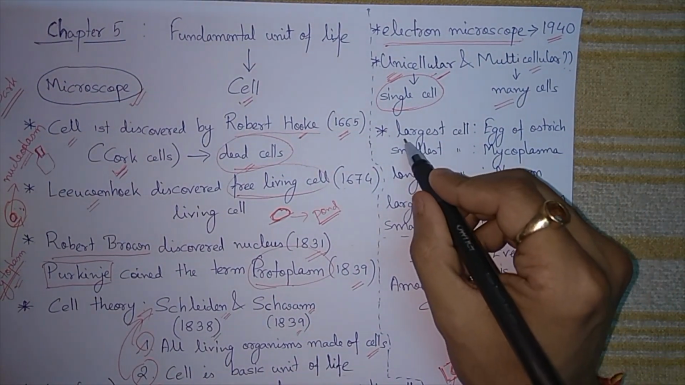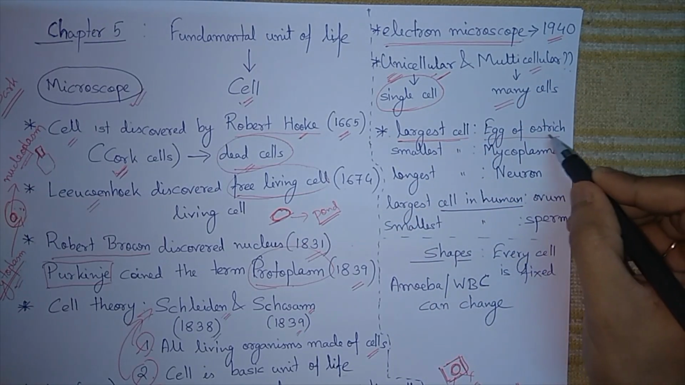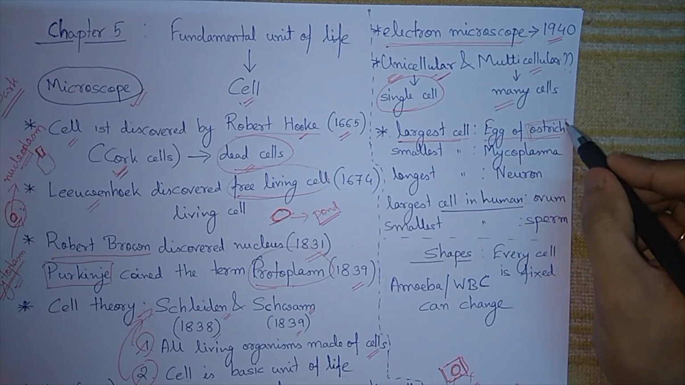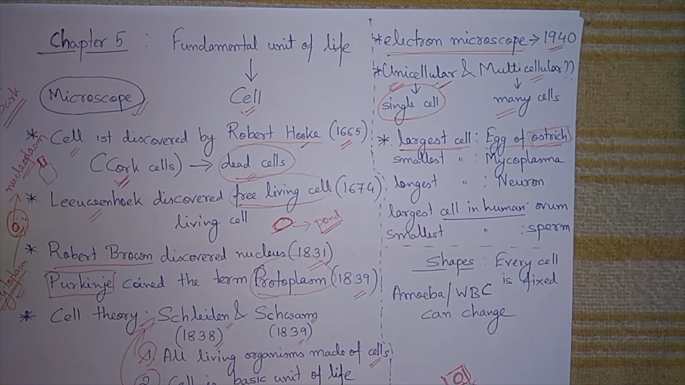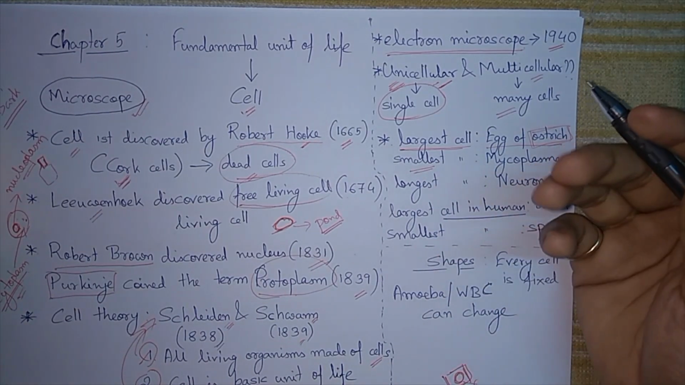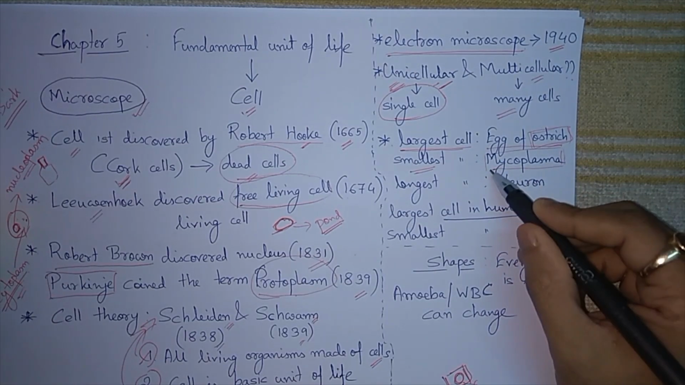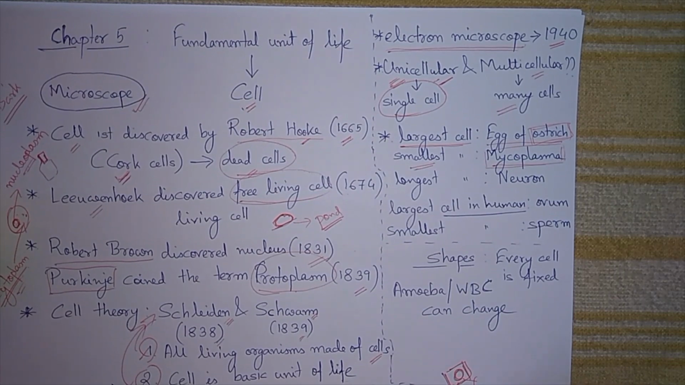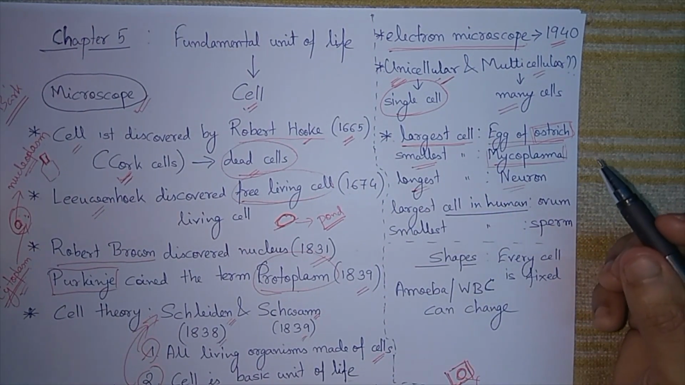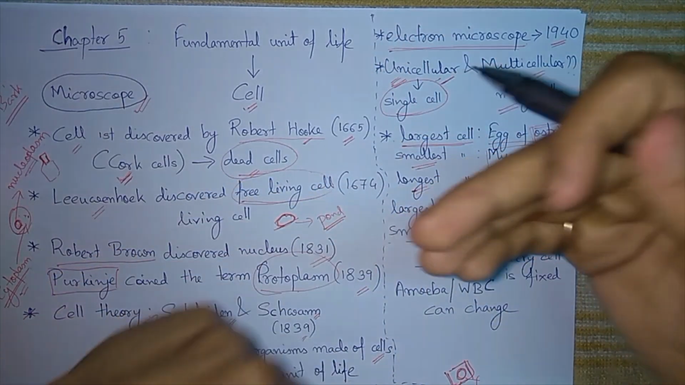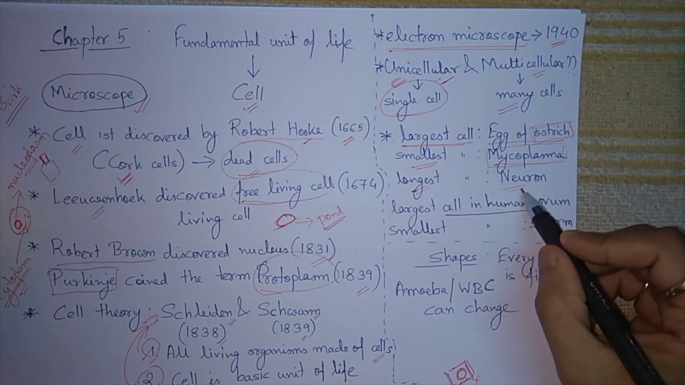Now the largest cell in size in the world is the egg of an ostrich, a special type of bird found in Africa and Australia. Their eggs are the largest cells in the world. The smallest cell in size is the mycoplasma, a prokaryote, a bacteria. The longest cell in the world is the neuron, the nerve cell, through which you feel a pinch or anything.